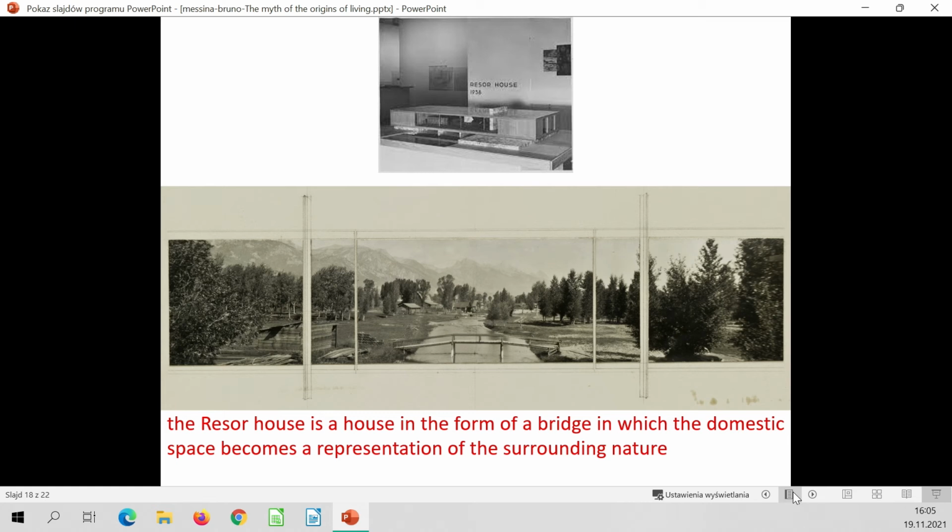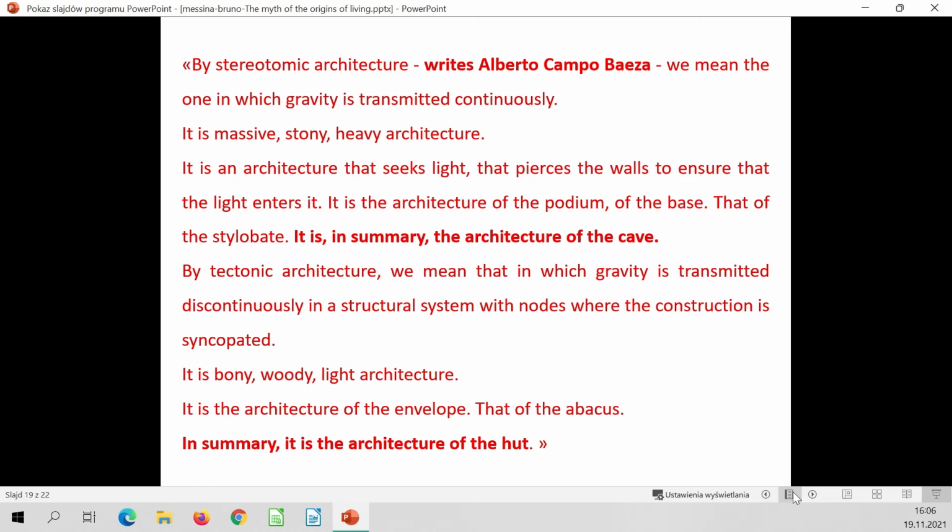The wide diffusion of Kenneth Frampton's text Studies in Tectonic Culture: The Poetics of Construction in Nineteenth and Twentieth Century Architecture confirms the interest of contemporary architectural culture for stereotomy and tectonics, and for the Vitruvian archetypes of the cave and the hut, an interest also declared by one of the most attentive architects of our time.